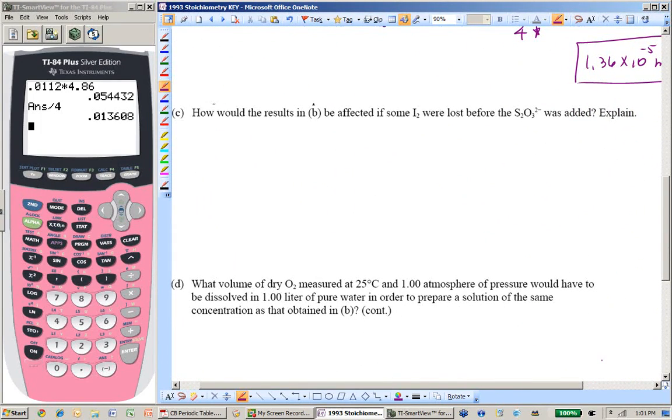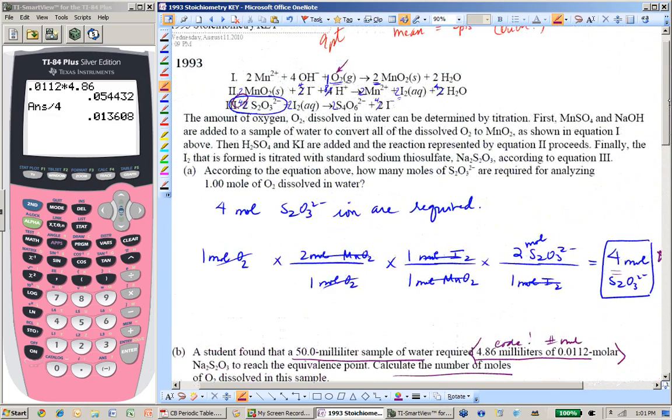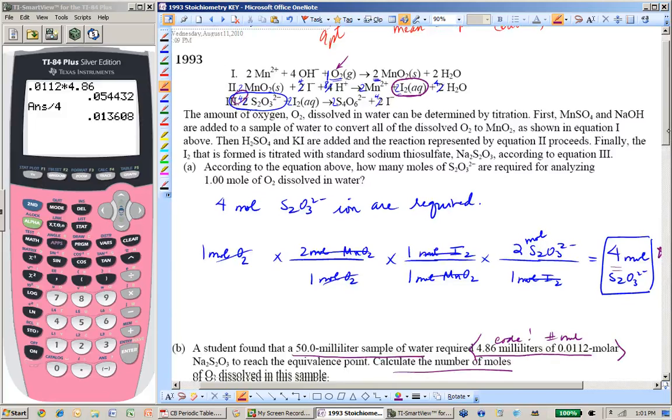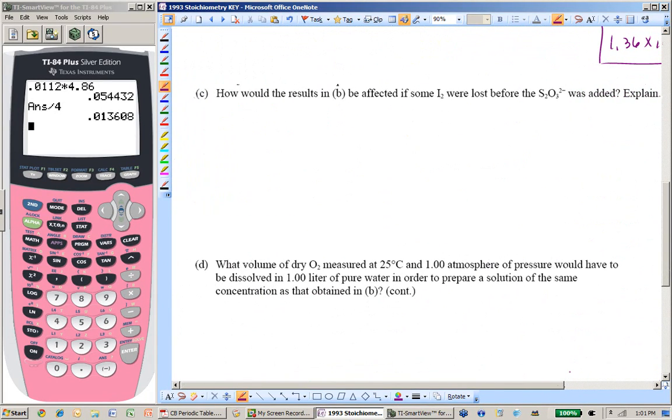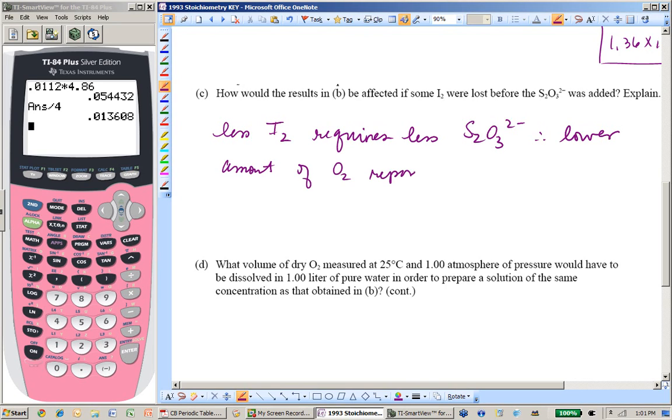Now part C is how would the results in B be affected if some of the iodine were lost before the S2O3 was added. So go back and find the iodine step. So my iodine was generated right here. If some of that is lost and not all of it gets to react, then that's going to require fewer moles of the titrant, S2O3. So less I2 requires less thio. Therefore, lower amount of oxygen reported as dissolved in the sample.